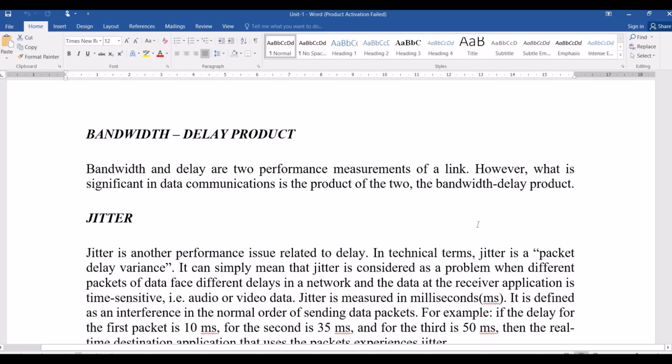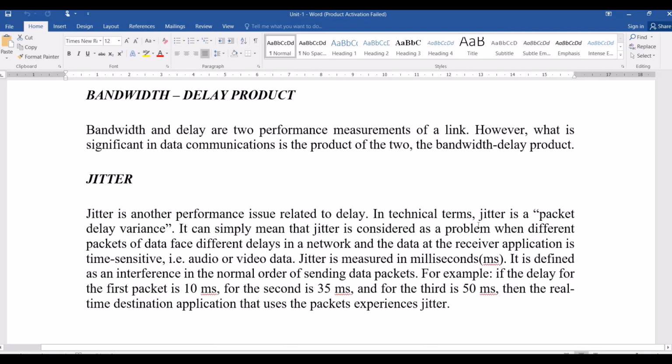And then the next one is the bandwidth delay product. Bandwidth and delay are two performance measures of a link. What is the significance in communications of the product of the two? Bandwidth is the capacity, and delay means the latency. The product of the two is very important in data communication. Bandwidth you already know, and delay, latency, you already understand.